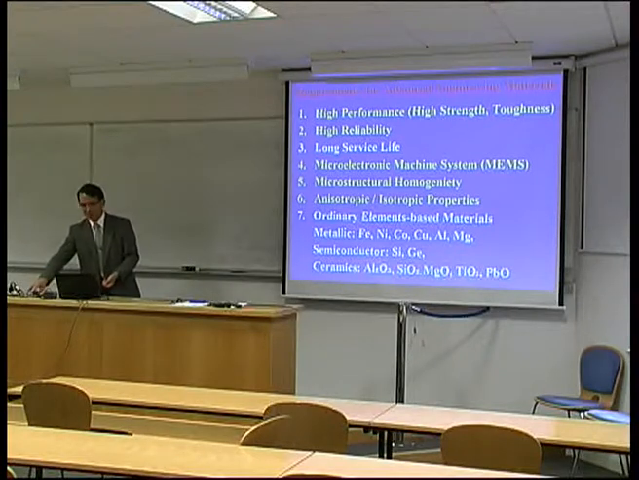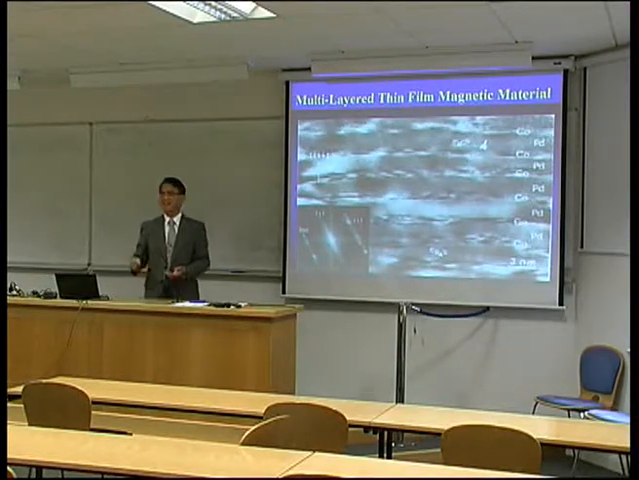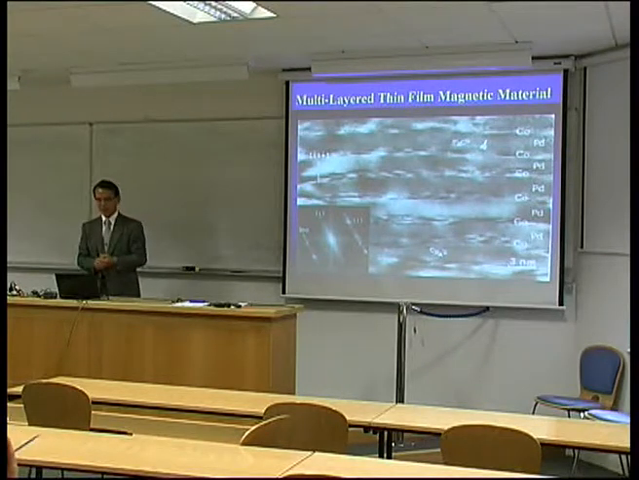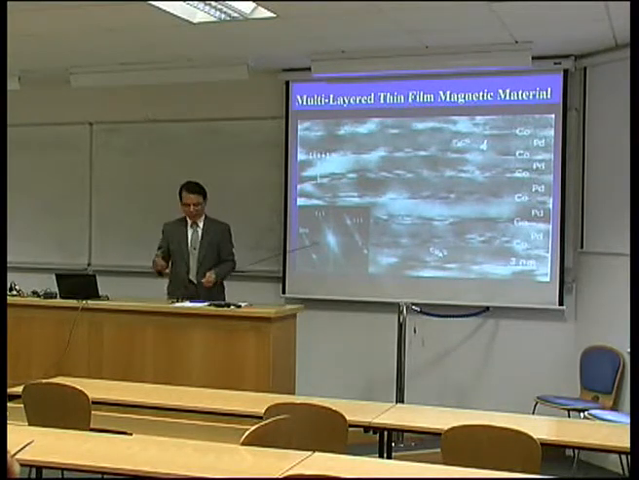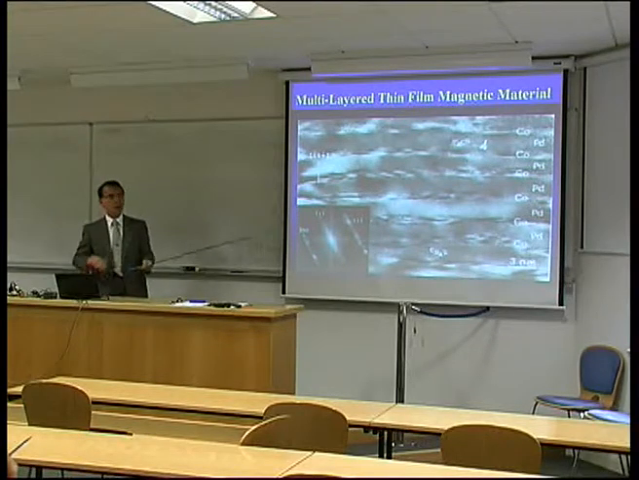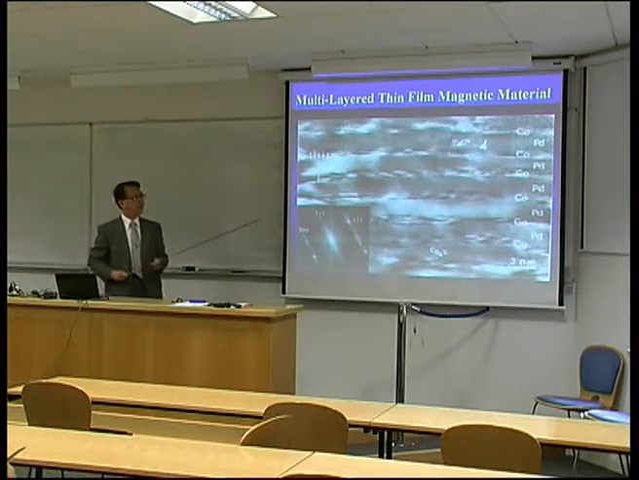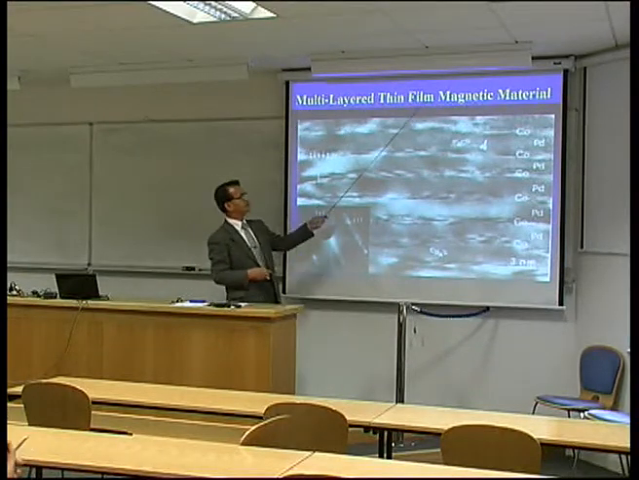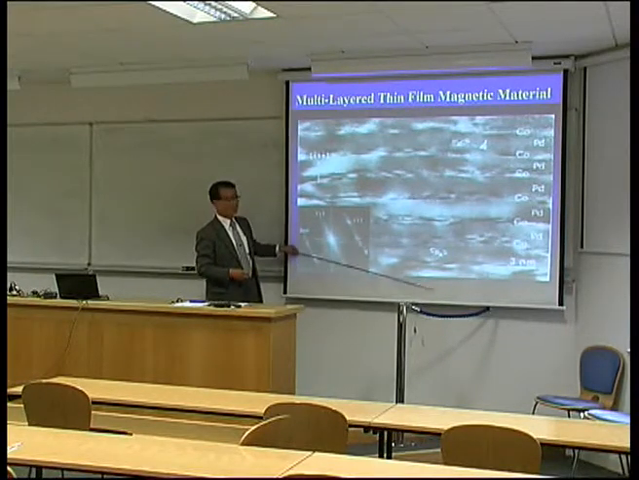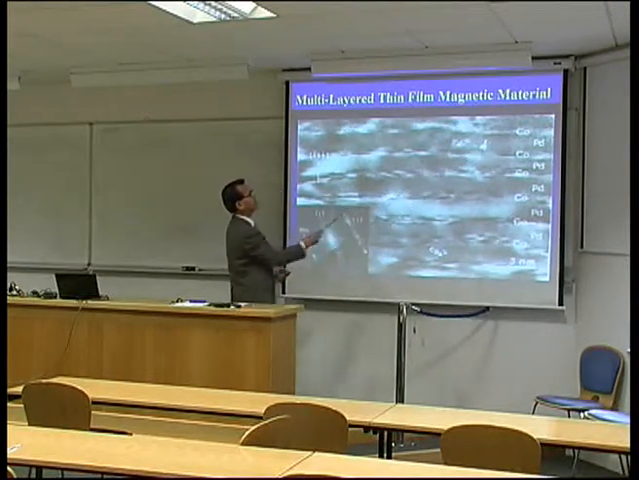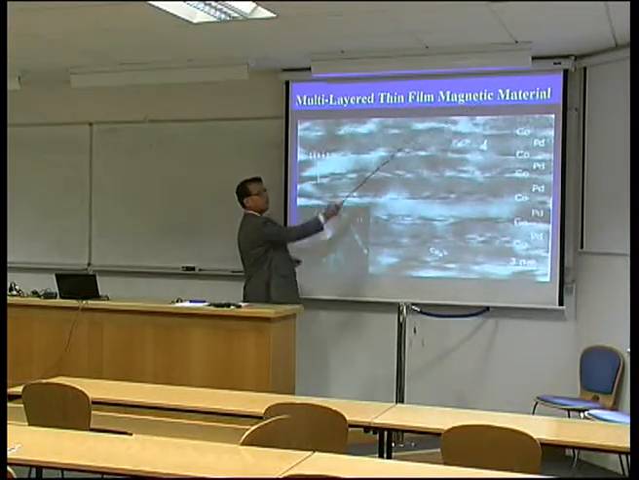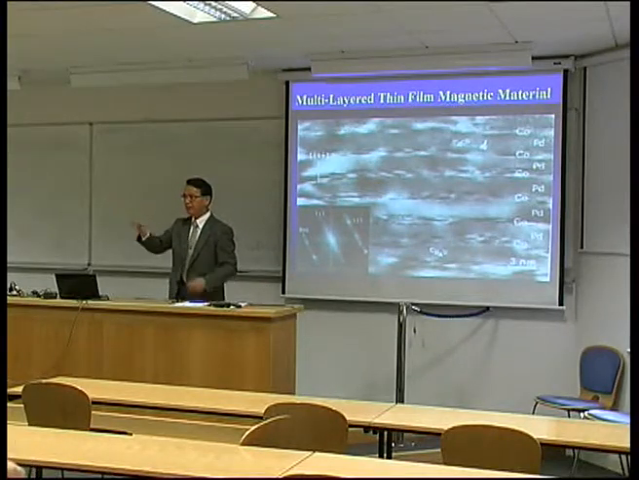So how can we produce the bulk material? But anyway, recently, there are various types of material containing interfaces or grain boundaries. As you know, for example, in the multilayer thin film case, there are so many interface boundaries like this. In this case, the presence of such an interface can affect, for example, the magnetic property, sometimes the electronic property, even the mechanical property.